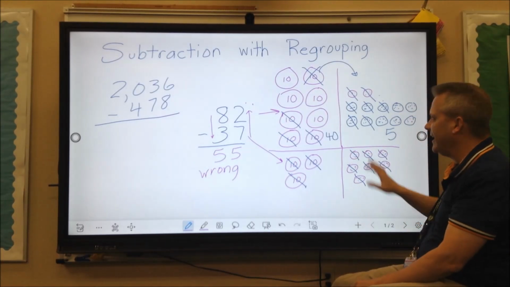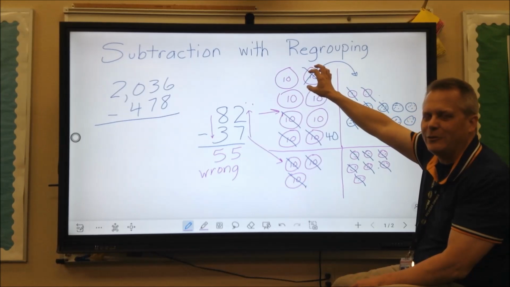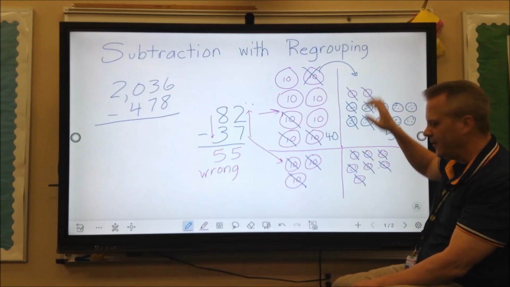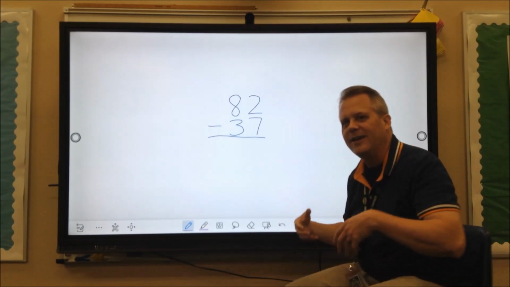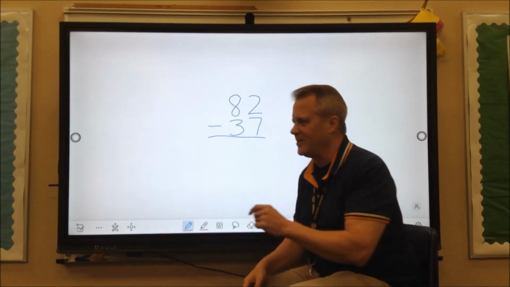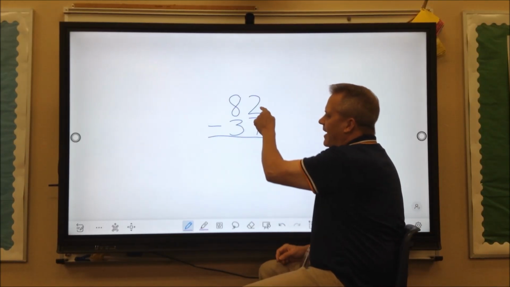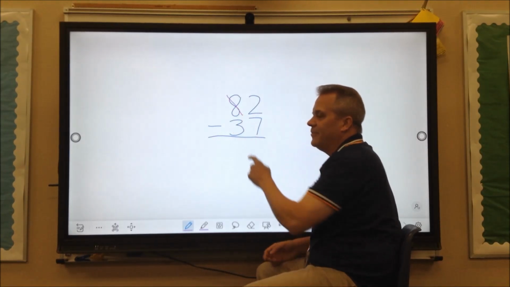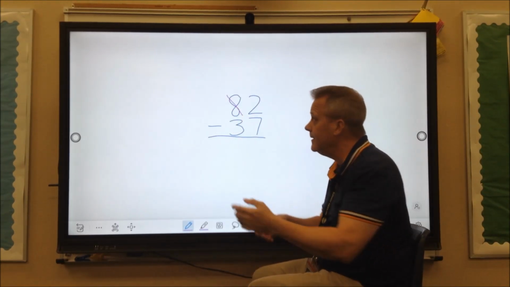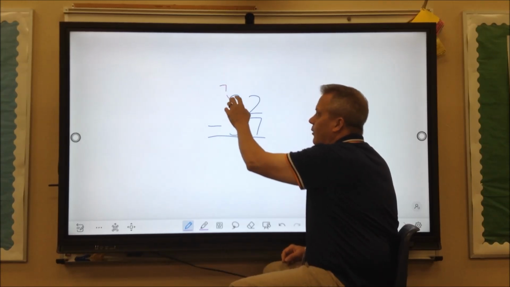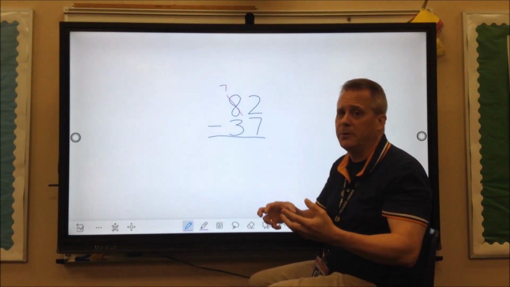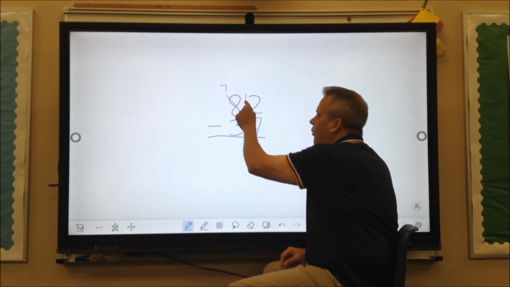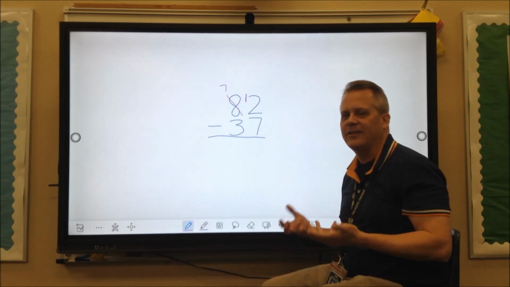No. So what I had to do was I had to regroup. I had to take this group of 10 and move it over. And this is what most people will do. Watch carefully. I cannot take 7 away from 2. So I'm going to take this group of 10. So 80, take away a group of 10 is 70. And I'm going to put a 1 right next to the 2.